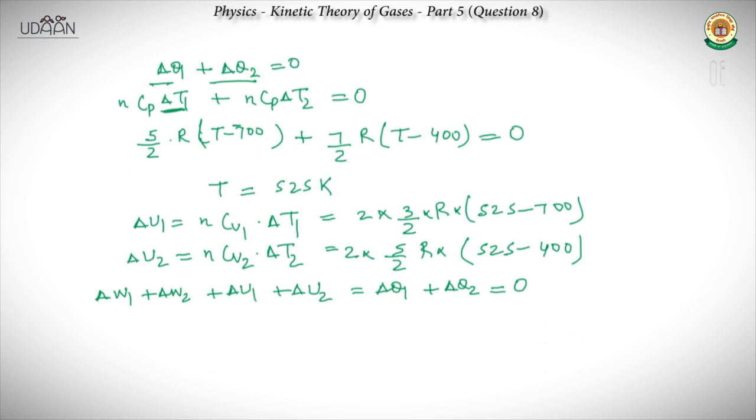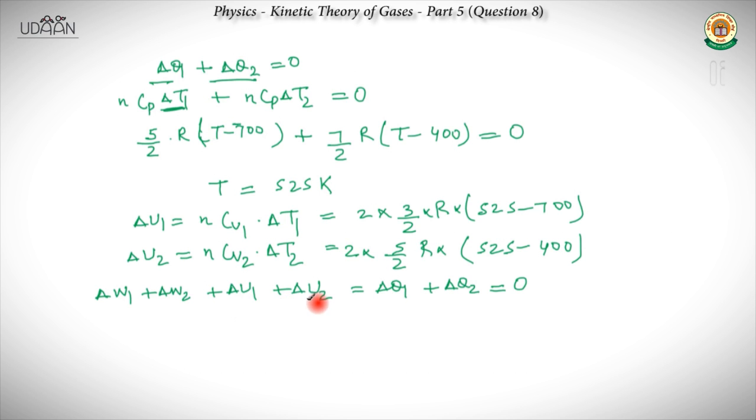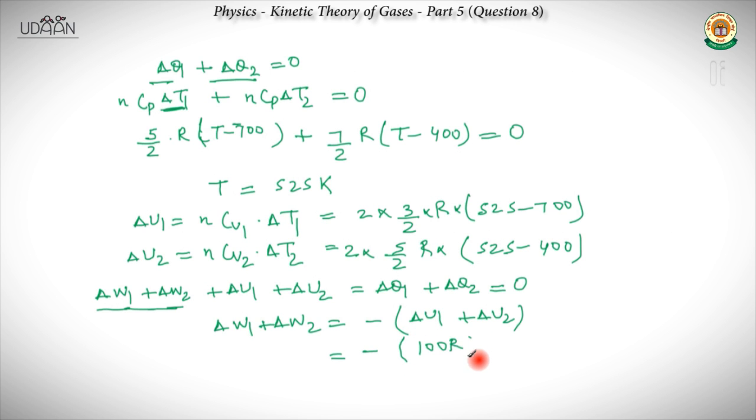So with the help of this, if we know delta U1 plus delta U2, we can actually find delta W1 plus delta W2, which is the sum of the work done by them, which will be the total work done. So we have delta W1 plus delta W2 would be equal to negative of delta U1 plus delta U2. So by doing these calculations and adding them up, we get it as minus 100 R, which is equal to our work done. Alright, we'll move on to the next question now.